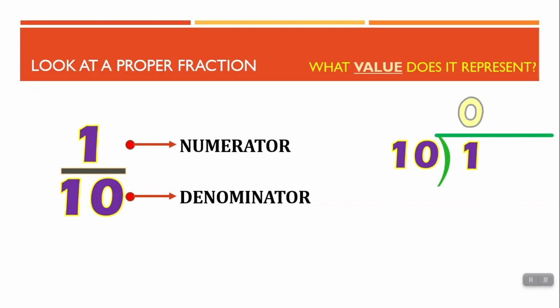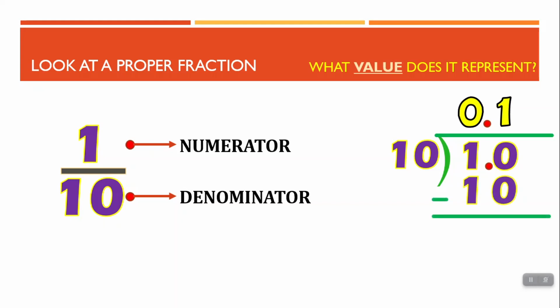So 10 into 1 goes 0 times. At this point, because we have no more digits, we have to put a decimal point and add a 0 as a placeholder. Now it appears as 10 divided by 10, which goes 1 time. 1 times 10 is 10. And when you subtract, you're left with 0. So 1 over 10 really represents the value 0.1.